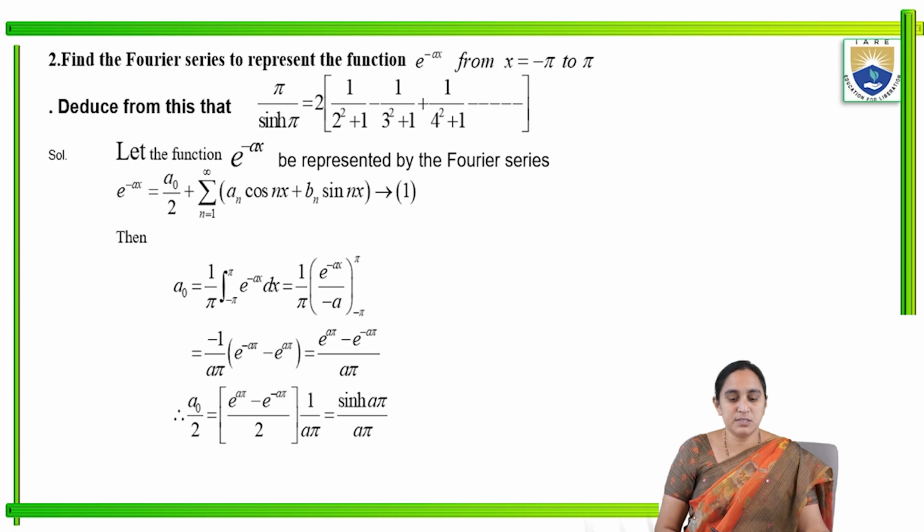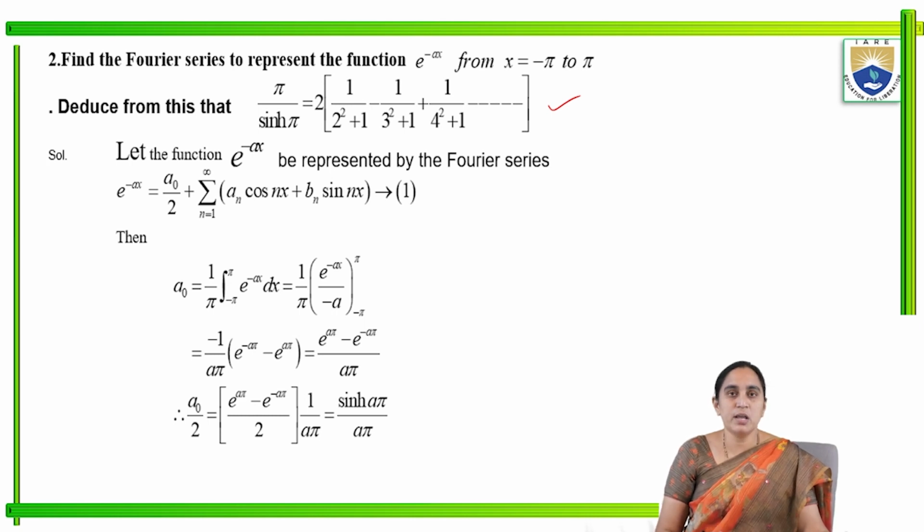For that, first, two parts are there in the question. First, we have to find the Fourier series for the function e power minus ax. After that, from the series, we have to deduce the following. For that, first find out the Fourier series. Then the function e power minus ax can be represented by the Fourier series a naught by 2 plus sigma n is equal to 1 to infinity an cos nx plus bn sin nx, that is equal to e power minus ax.